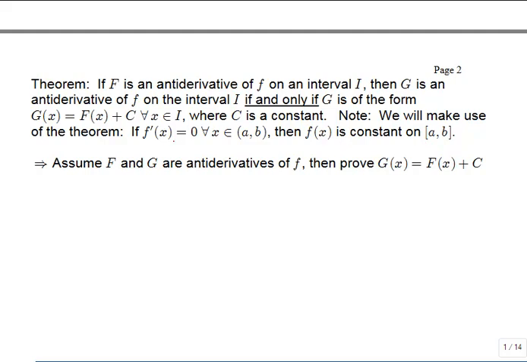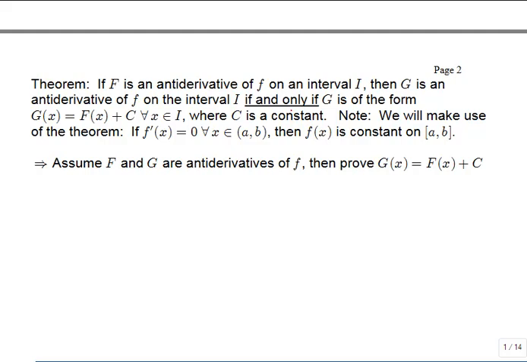Okay, so if the derivative is 0 everywhere, then the function must be constant. Okay, so let's prove one direction. This is actually a two-direction proof because it's if and only if. So we have to show both directions.